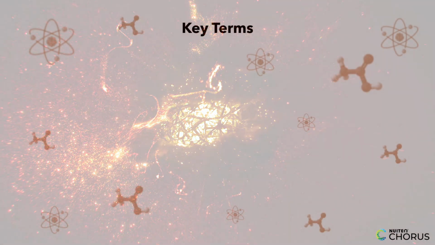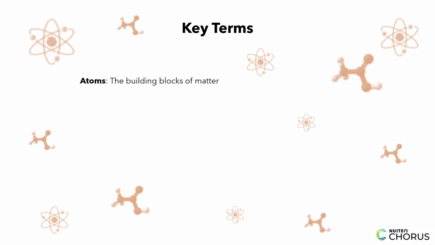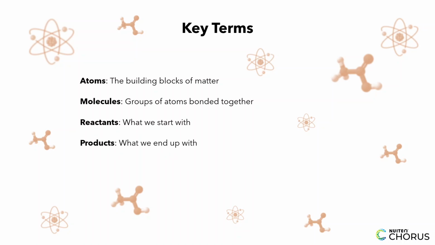First, let's get to know some key terms. Atoms are the building blocks of matter. Molecules are groups of atoms bonded together. Reactants are what we start with, and products are what we end up with.